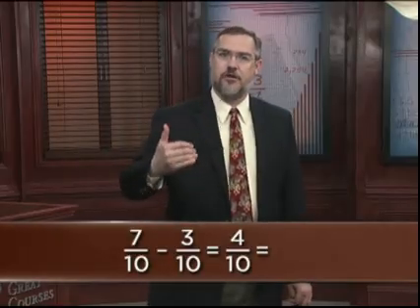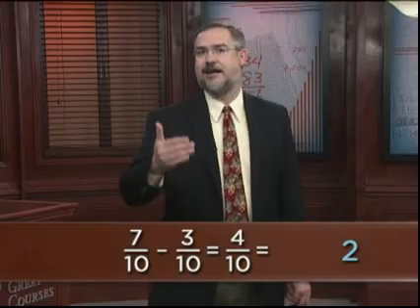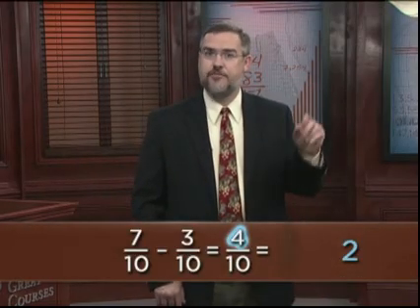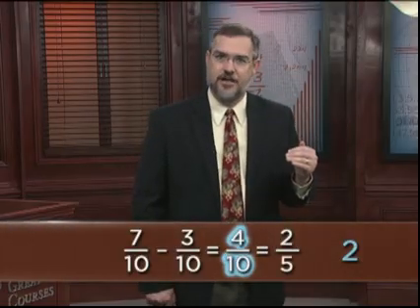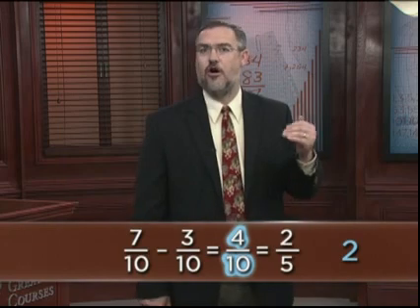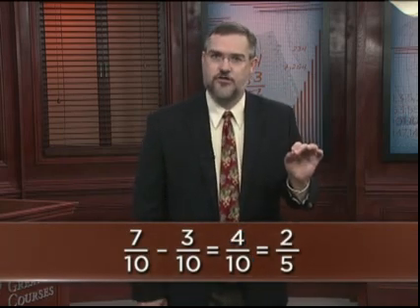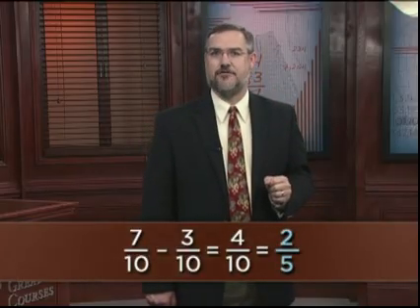I see that 4 and 10 are both even, so I can divide a 2 out of the 4, and I can divide a 2 out of the 10. 4 divided by 2 is 2. 10 divided by 2 is 5, and so 4/10 is equivalent to 2 over 5, or 2/5. That fraction is in lowest terms, and so my final answer here is 2 over 5.